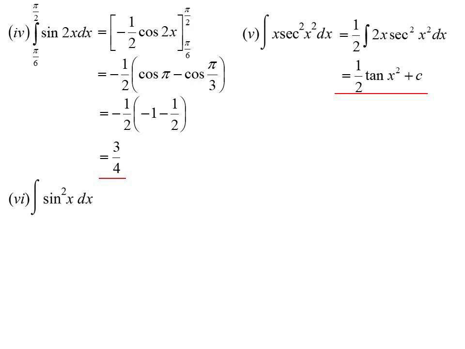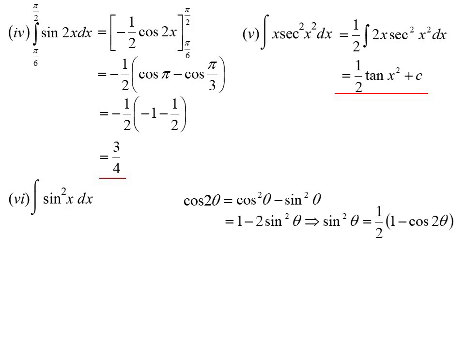And if you recall back when we did double angles, I said these things will come in very useful next year. It's that time. And that is our double angle results. Remember, cos 2 theta is cos squared minus sine squared. We know that. Which I could rewrite as 1 minus 2 sine squared. And if I make sine squared the subject, I get a half of 1 minus cos 2 theta. And that's what I'm going to use to integrate the sine squared.